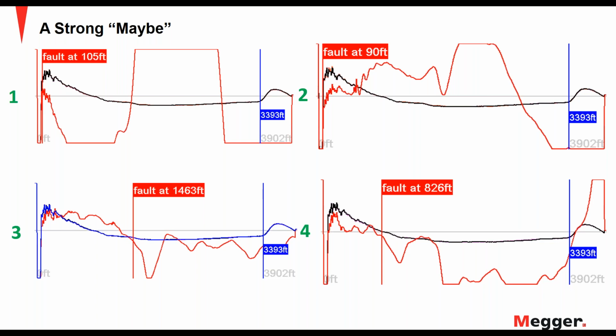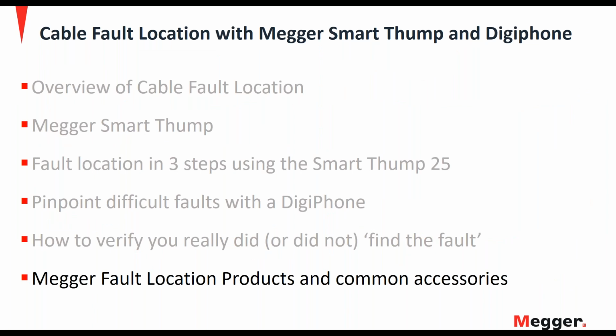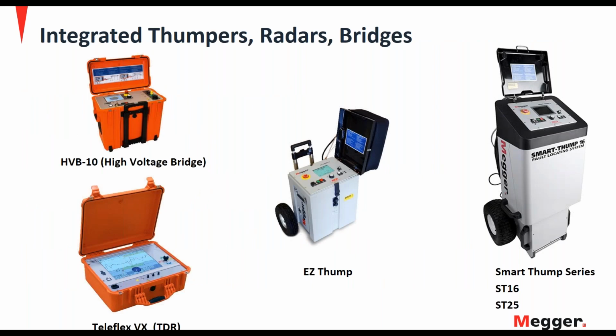Okay, so let's wrap up here with a review of some common Megger systems and fault location accessories. We have a series of integrated radars. You can see the Easy Thump, you can see the Smart Thump. That's basically what we've been talking about here. You can also have standalone radars. There's also a picture of a high voltage bridge here.